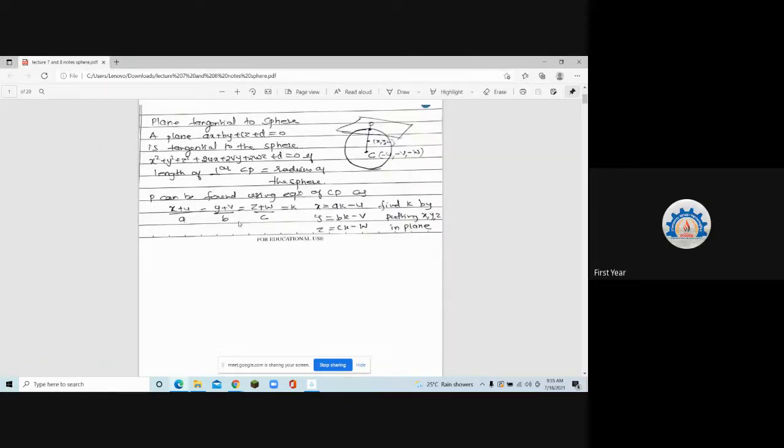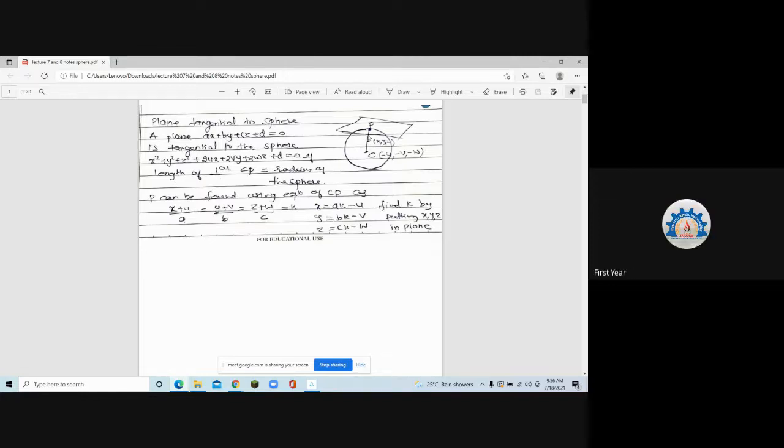So let's start. If a sphere is given and a plane is given, and it is asked to prove that the plane is tangential to the sphere, then how are we going to go about it? Suppose this is your given equation. Can you see this diagram? The sphere is there and the plane is kept on top of it, intersecting the sphere at a single point P.